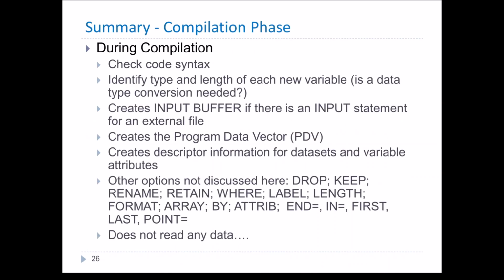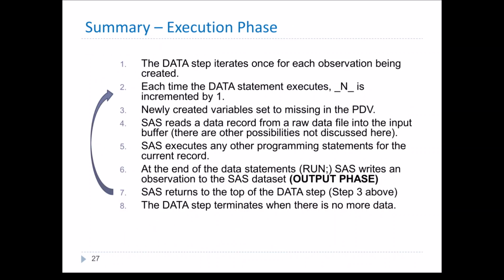All right, so a summary of the compilation phase is that it's going to check your code syntax, just as we saw there, and find out, oops, you messed up, you didn't put a semicolon in the right place. It identifies the type and length of each variable, creates the input buffer, creates the program data vector, creates descriptor information for the data set, and other options we haven't discovered. So that's what's going on during the compilation phase. Again, you just need to know the process that's going on under the hood, because that's going to help you, as we see later on when we try to correct errors, that you know what's going on.